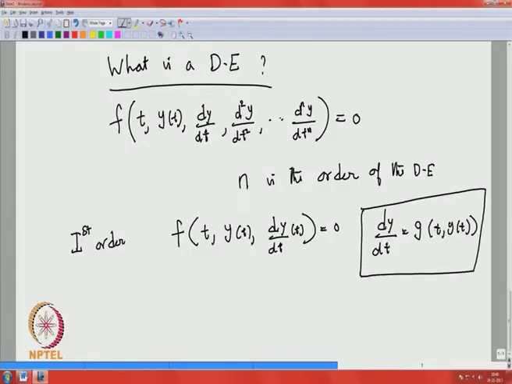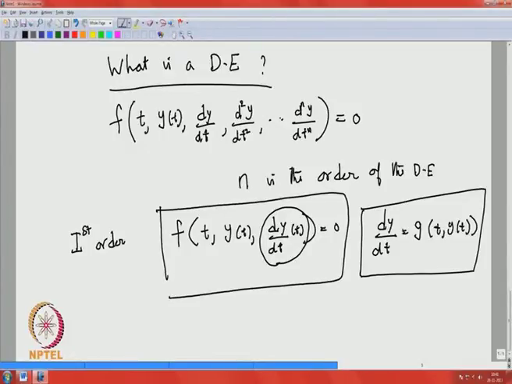As I say here, this and this are not the same. If you want to get this form, you should be able to solve for dy by dt from the relation in terms of t and y, and in general that will not be possible. But we will restrict to the simpler one, because this is a much more general category, and this one is a particular case of these differential equations.